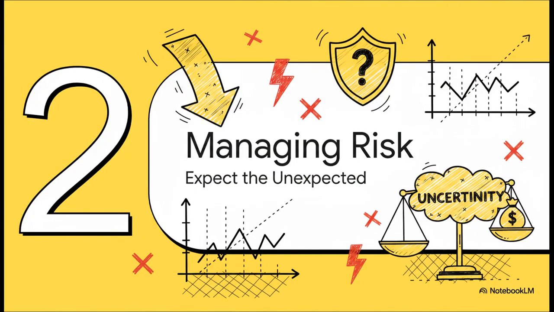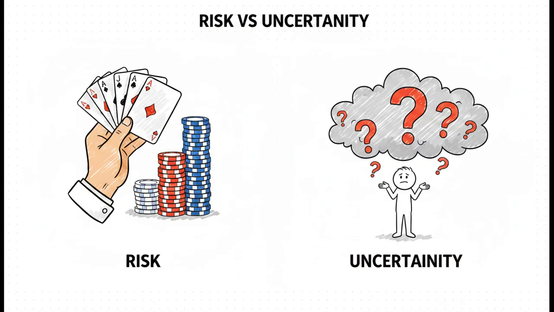Moving on to Section 2, managing risk and uncertainty, expecting the unexpected. So, after deciding to invest, a smart business has to immediately start strategizing on how to mitigate things going wrong. Let's be real, forecasts are just estimates, and the real world rarely follows a spreadsheet perfectly. Examiners love testing this exact distinction.